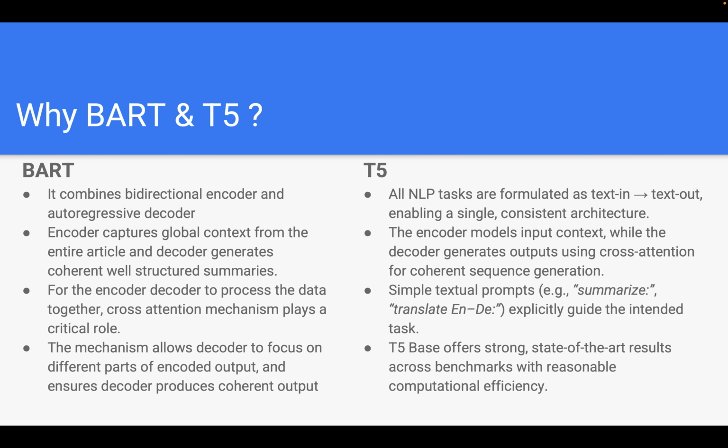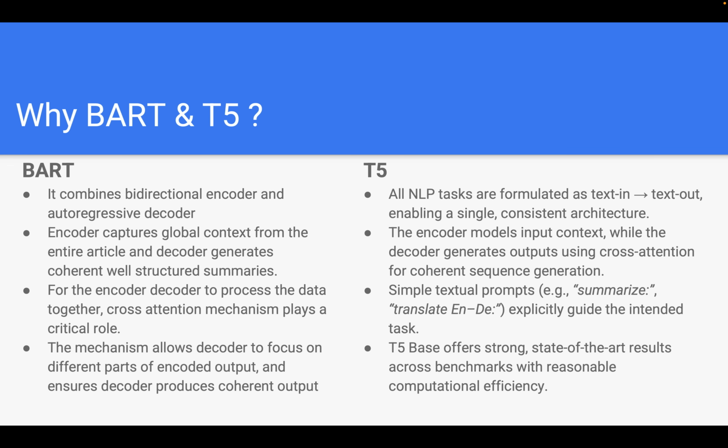So I said we have used two models here. One is BART and one is T5. Both are encoder-decoder, transformer-based models. Both were developed contemporarily, one by Google and one by Meta, then Facebook. We'll go through BART first. BART combines a bidirectional encoder and an autoregressive decoder. So it is an encoder-decoder model in itself.